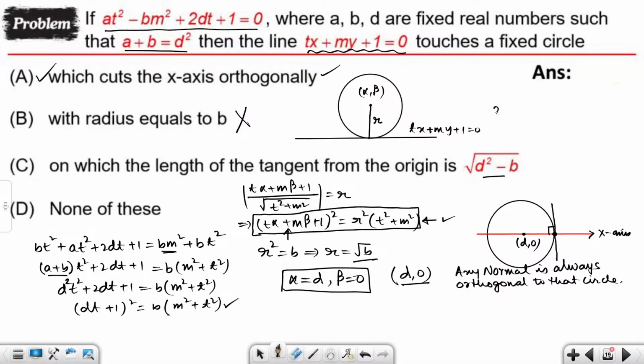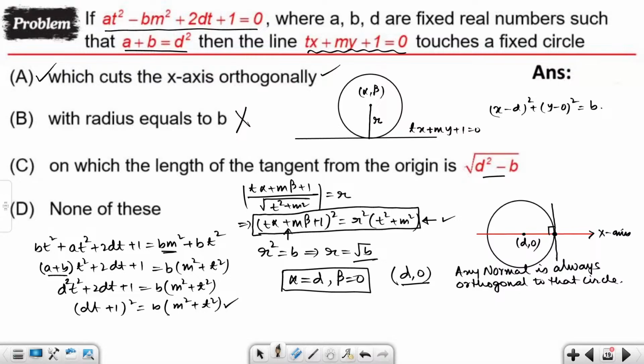It will be... this is equal to b. Yes or no? Now, the origin is a point which is outside the circle. Origin is a point which is outside the circle, right?